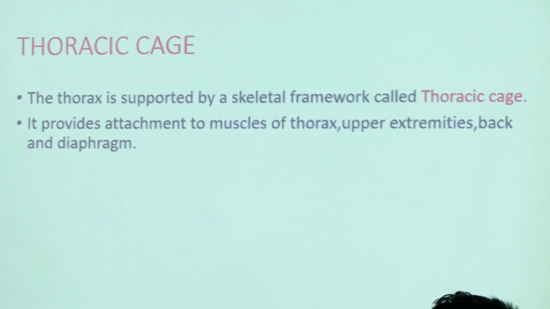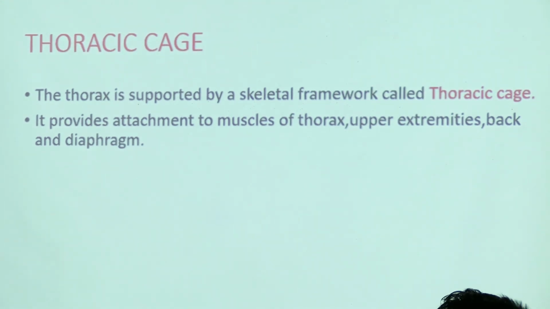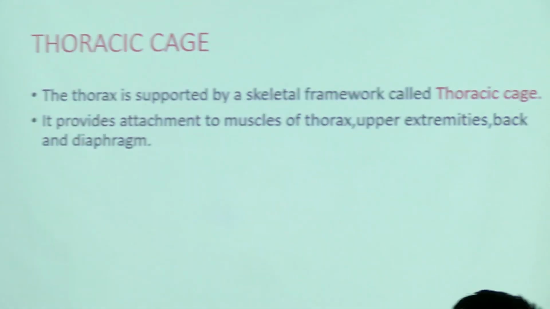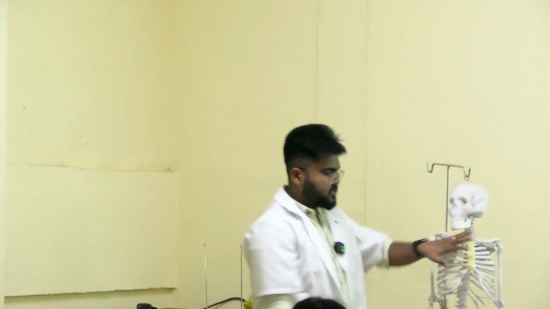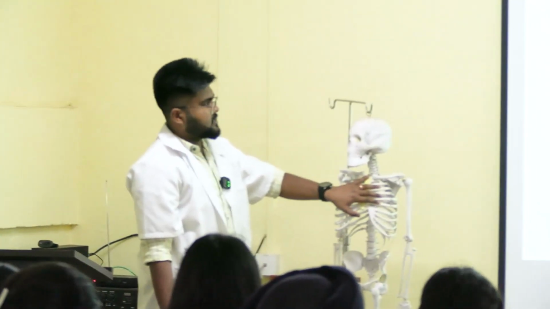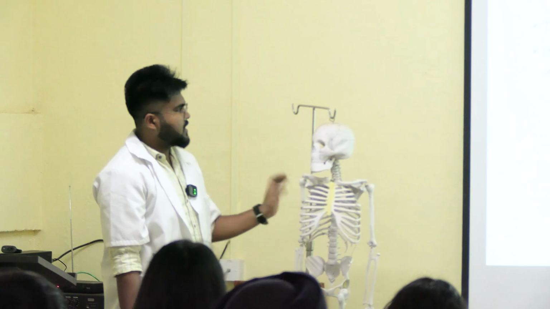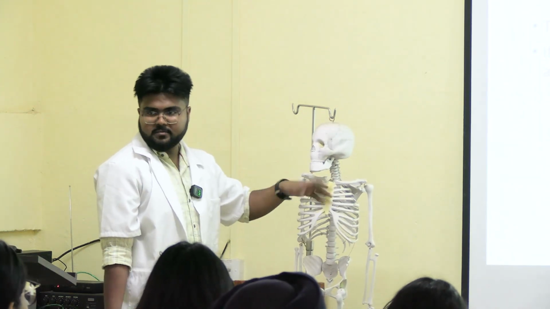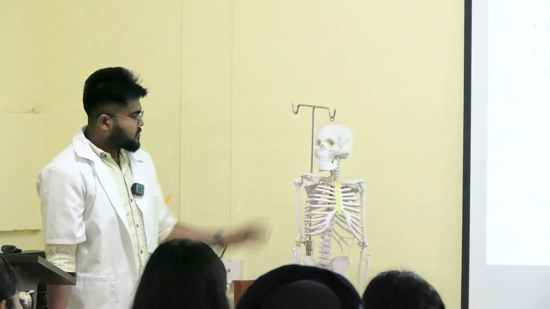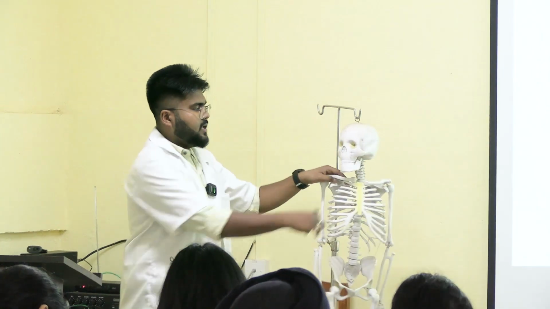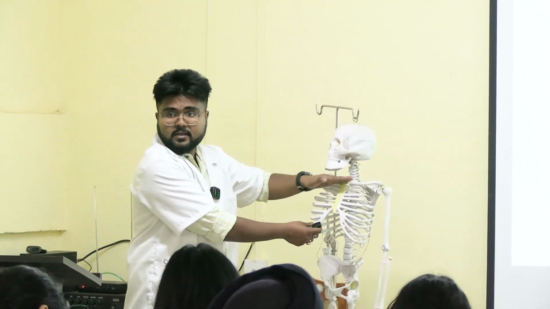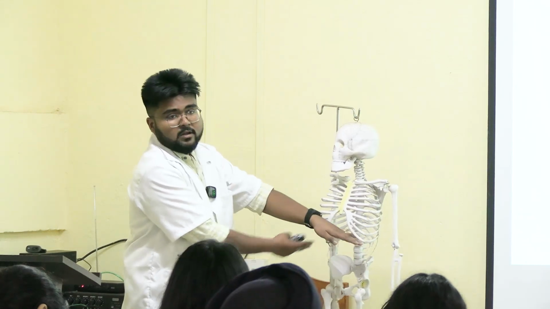See here. This is mainly your thoracic cage. The thorax is supported by a skeletal framework. So this is your skeletal framework, and this is mainly the thoracic cage. It provides attachment to different muscles like back muscles, thoracic muscles and upper extremity muscles. And see here, this is your inlet, and this is your outlet.